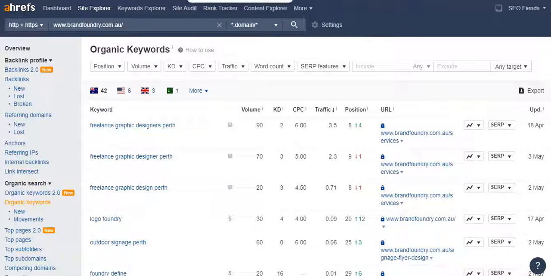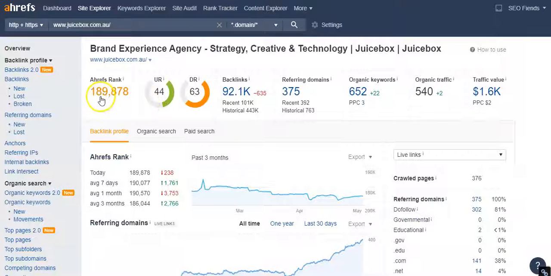If I just took you for a really quick look at the back end of your opposition, you can see that they're ranked like 190,000 in the world. They have a domain rating of 63, which is quite powerful. But you can see here they've got just over 92,000 backlinks coming from 375 different sites. So that's a lot of links for this small amount of sites, really. So they're really drawing a lot of power, which would make them quite weak, depending on how many they've got on each, obviously.